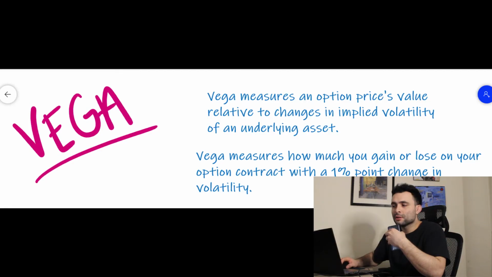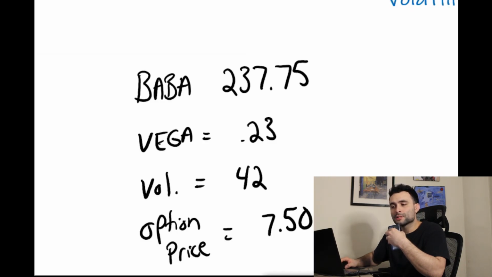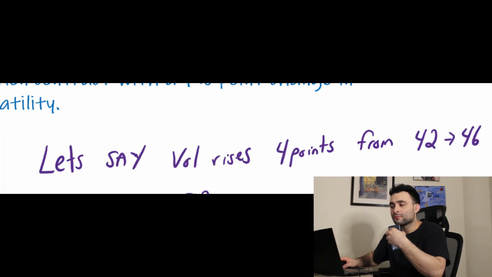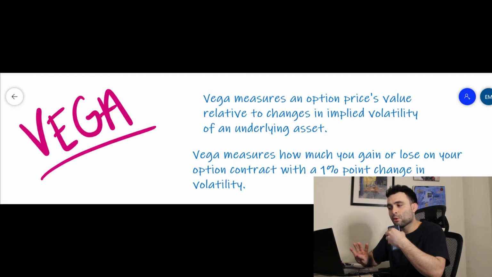Next, we have Vega. Vega measures an option's price value relative to changes in implied volatility. Vega measures how much you gain or lose on your option contract with a 1 percentage point change in volatility. So for example, let's say Bob is at 237.75. Our Vega is 0.23. Volatility is 42% or just 42. Option price is 7.50. So let's say volatility rises 4 points from 42 to 46, 4 percentage points.